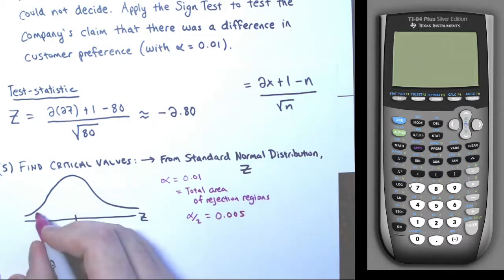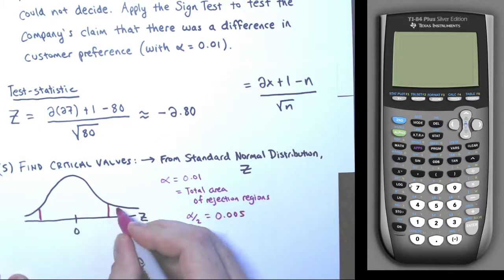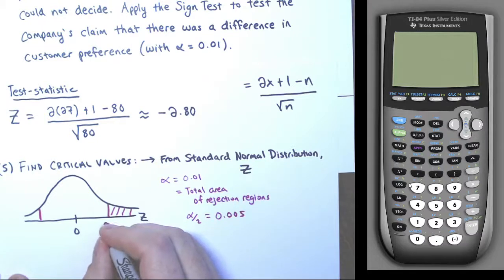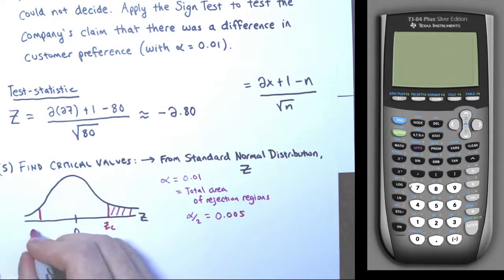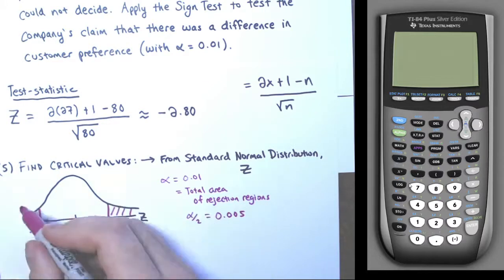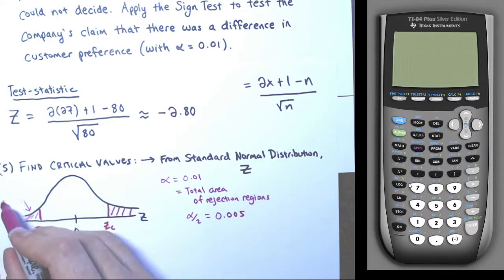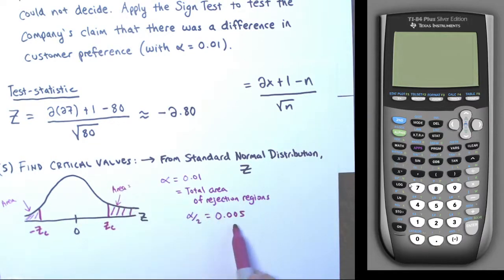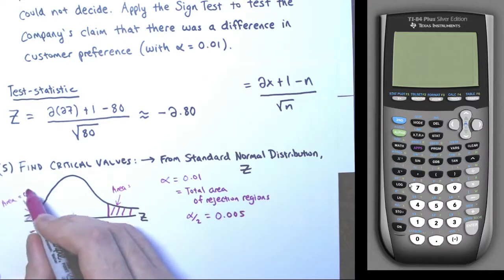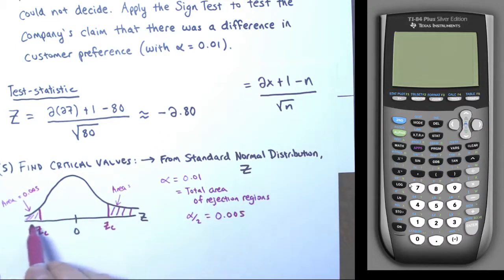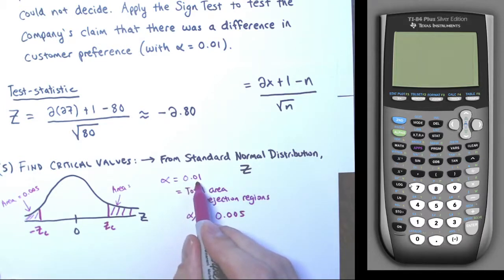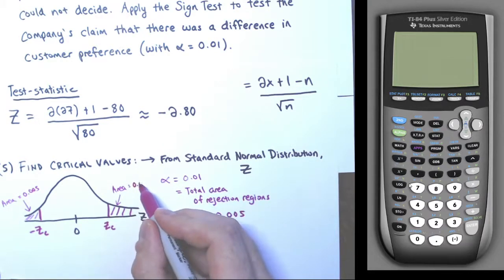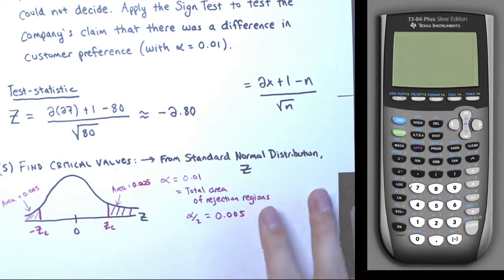And we're looking for these scores. I'll call this Z critical, ZC, and over here is negative ZC, the opposite of Z critical. We're looking for these values such that the area, either in the left tail or in the right tail, is 0.5%. That way the total area of all the rejection region is my alpha, 1%. Now, there were a couple ways to do this.